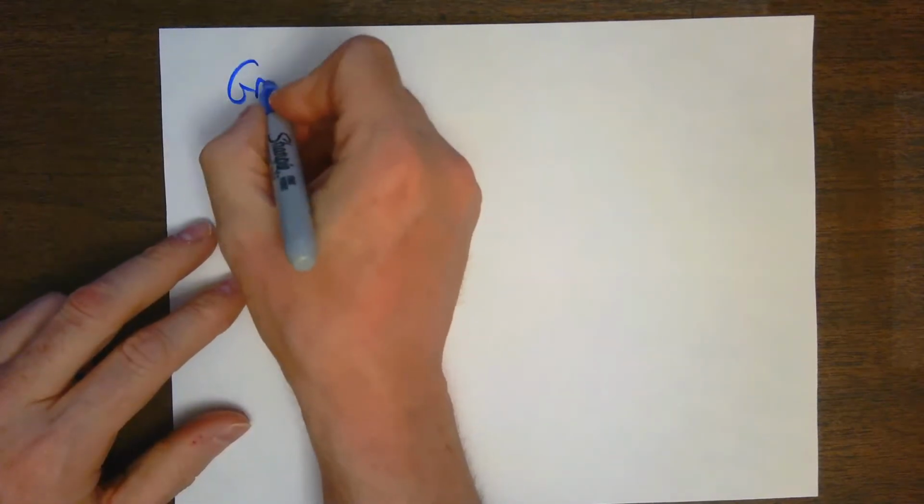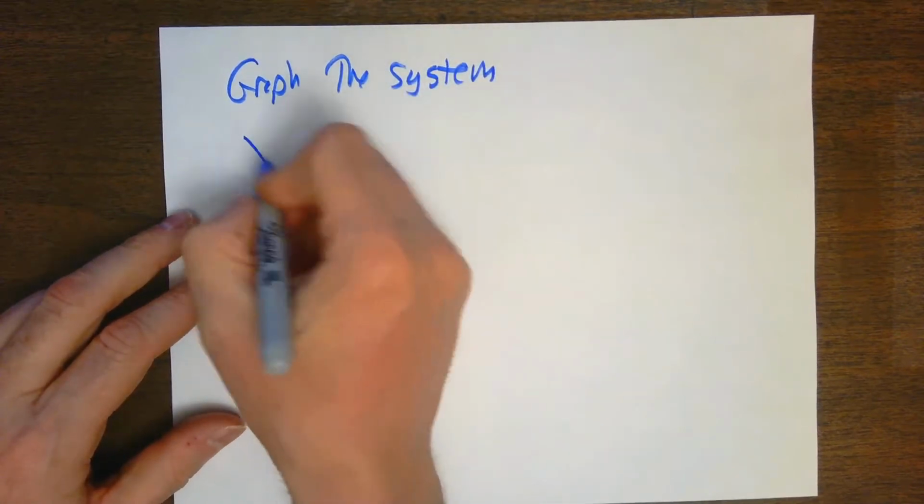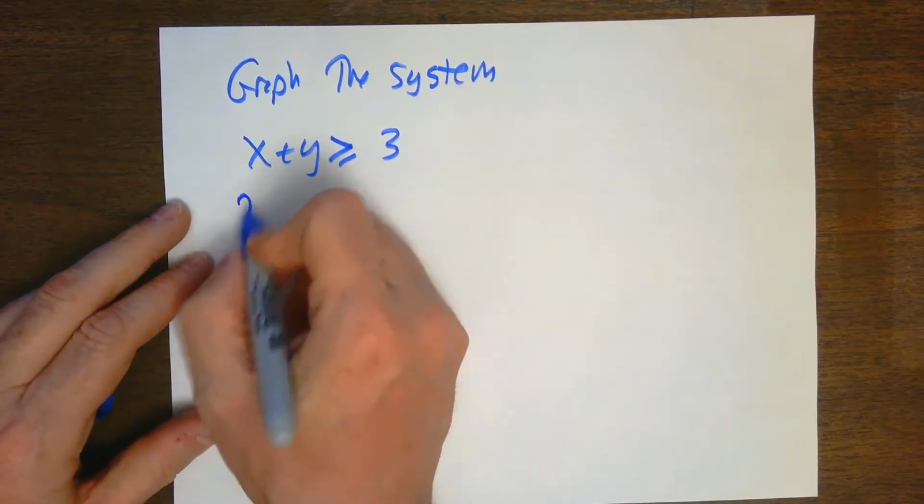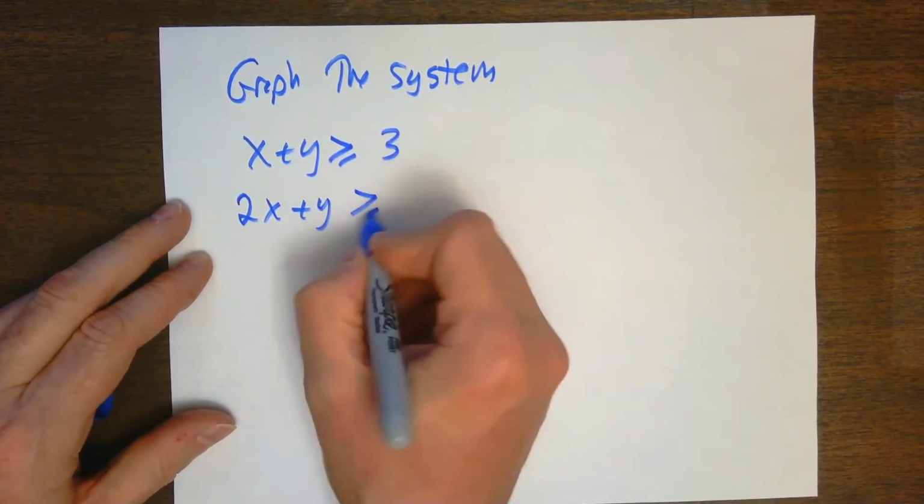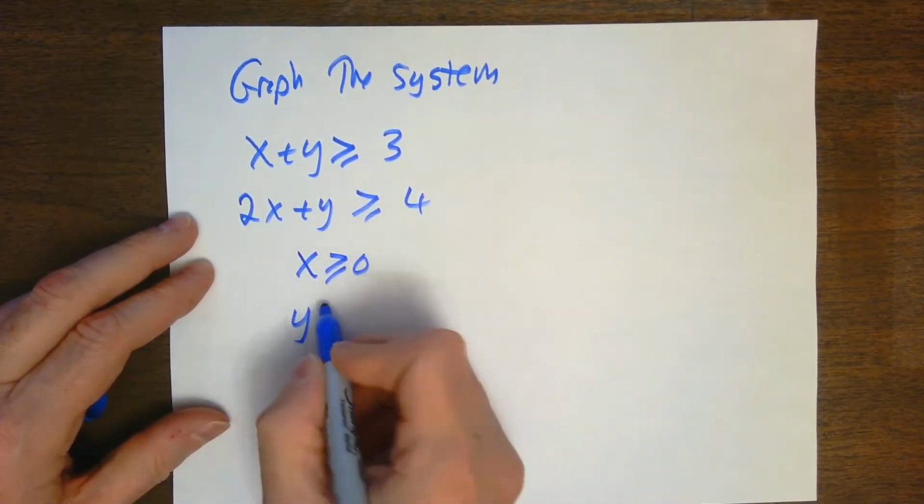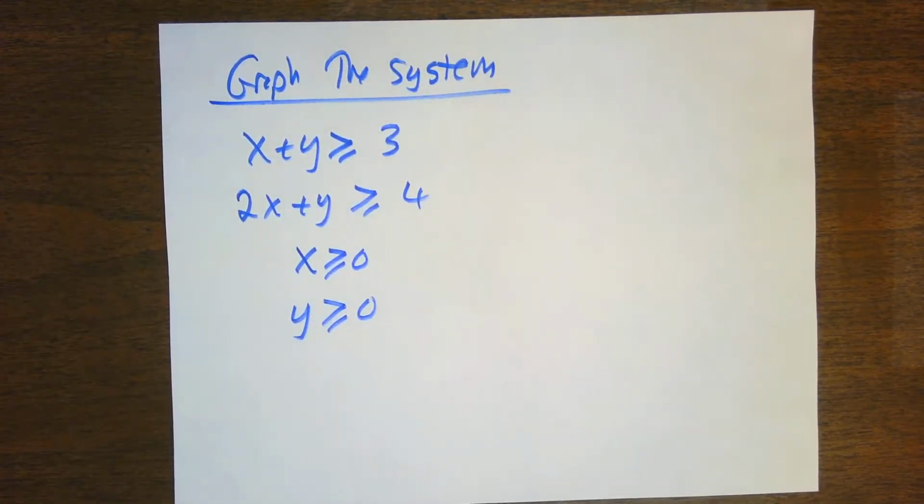So let's take a look at a tough one. I want to graph the system. And I'm going to have x plus y is greater than or equal to 3. And 2x plus y is greater than or equal to 4. And x is greater than or equal to 0. Y is greater than or equal to 0. So now in this system, I've got 4 inequalities. And I want to graph all 4 inequalities on the same graph, and identify the shaded region.